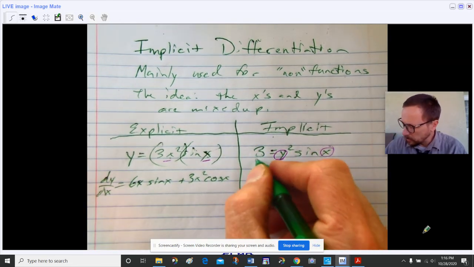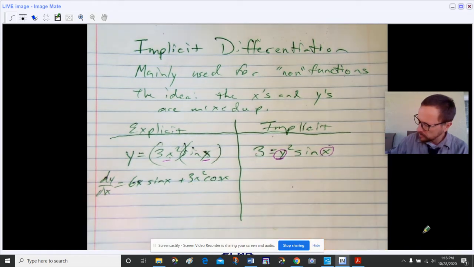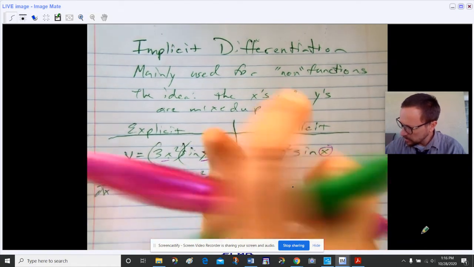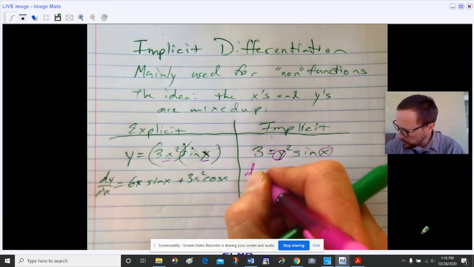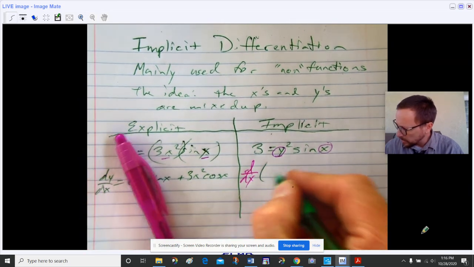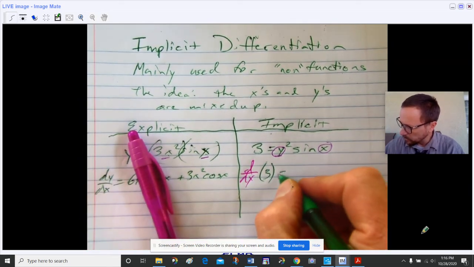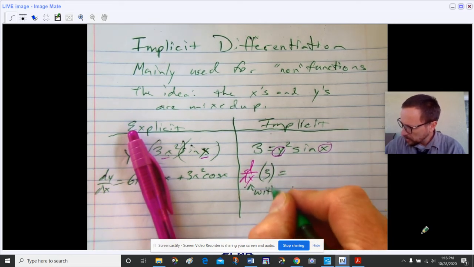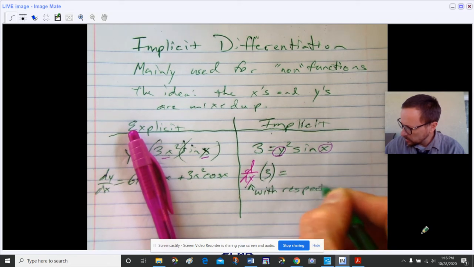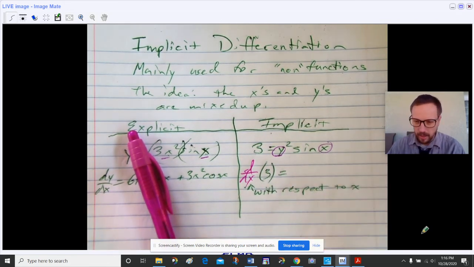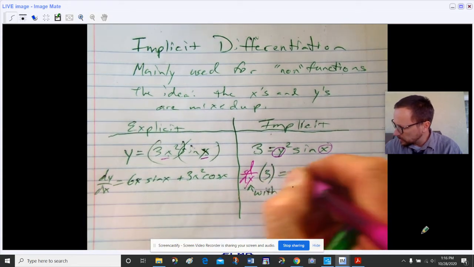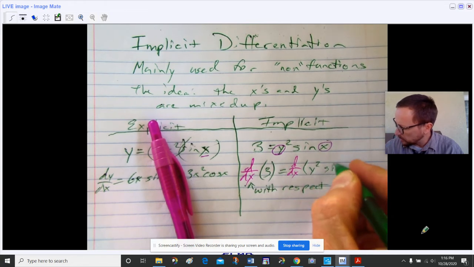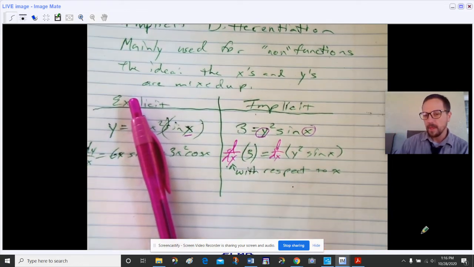All right, this one here. Let's just write it out like this. We're going to do the derivative of both sides, d over dx of 3, and we're doing the derivative with respect to x, meaning the x is in the denominator right there. And whatever you do to the left side, you got to do to the right side as well. And so then we have y squared sine of x.